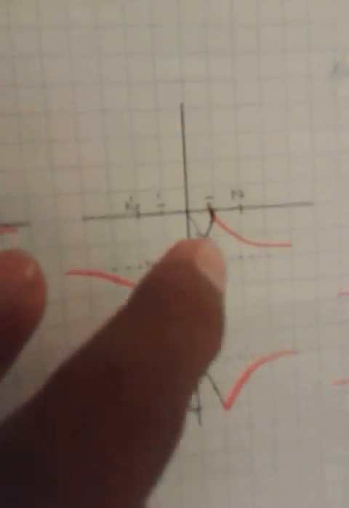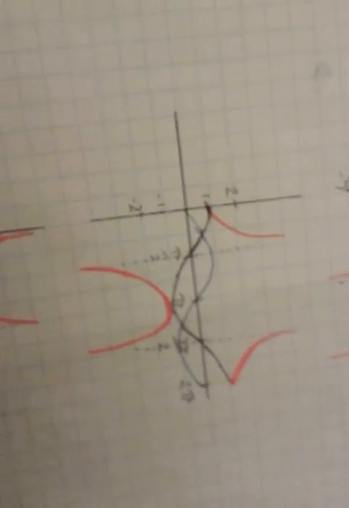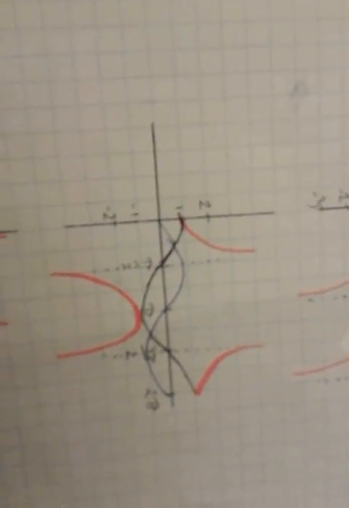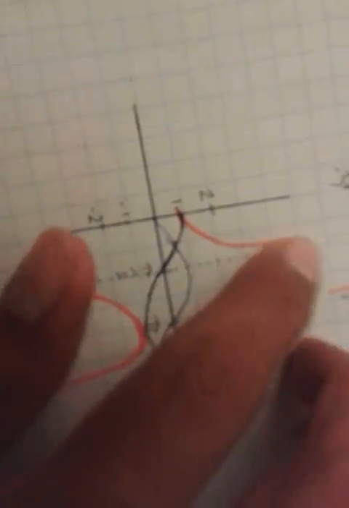Okay, next graph is the secant graph. Secant is just basically the reciprocal of cosine. So we're gonna graph our cosine graph, which is the black one. The asymptotes are where cosine equals 0, or where it crosses the x-axis. So where it crosses the x-axis, here asymptote, and here asymptote.